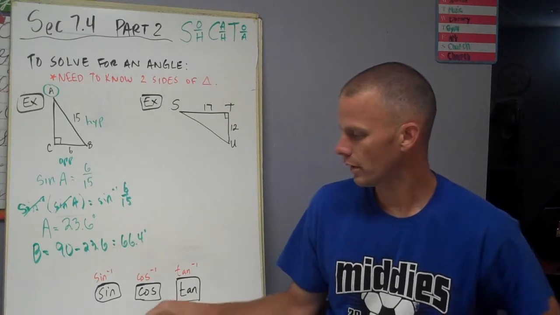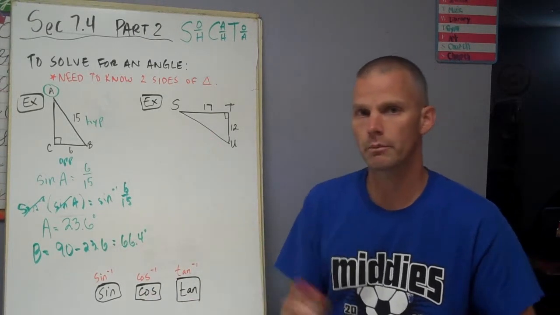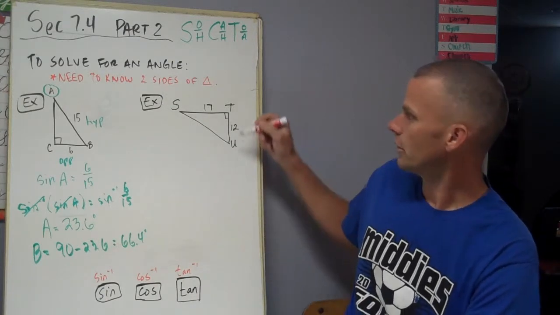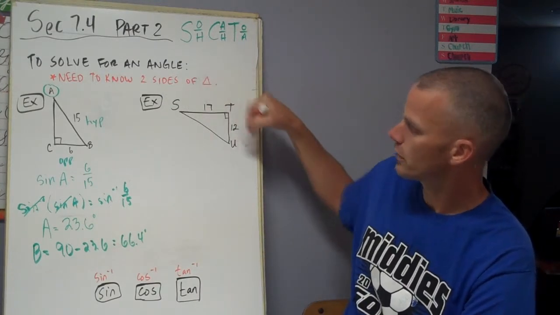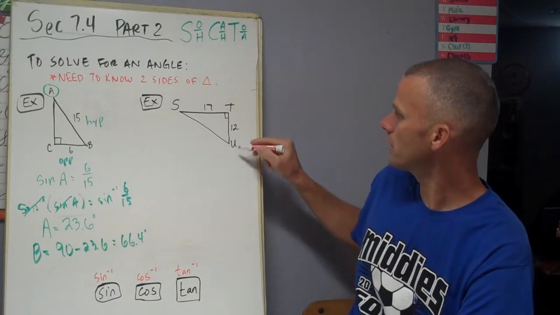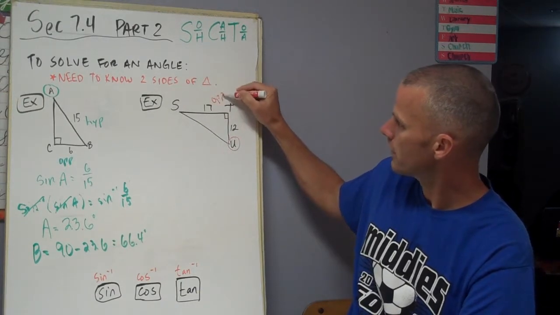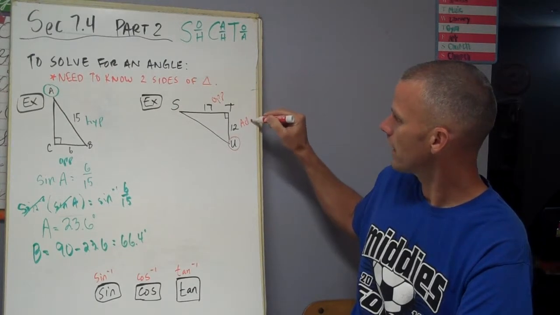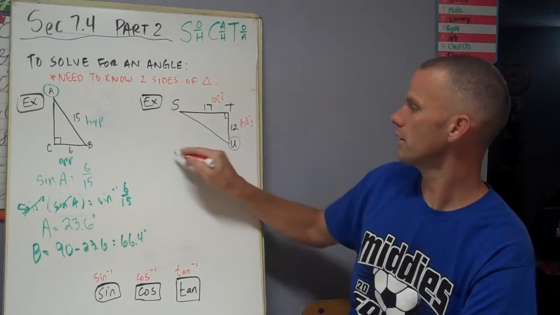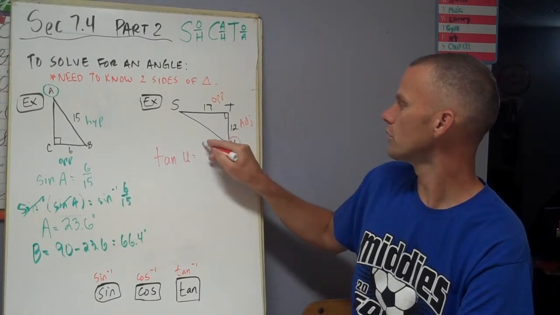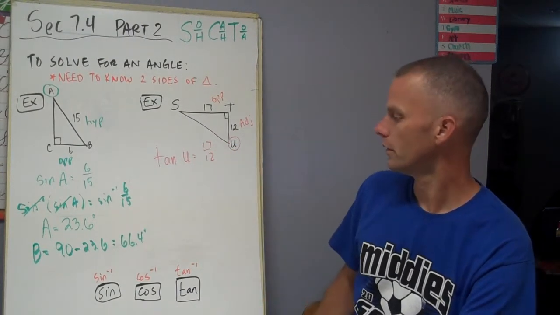If you think you can manage this one on your own, go ahead and pause the video and try it. So here again, just choose one of the two angles. This time I'm going to choose angle U. So here's my opposite, and this time I've got the adjacent side. Opposite and adjacent, we want to use tangent. So the tangent of U equals 17/12.